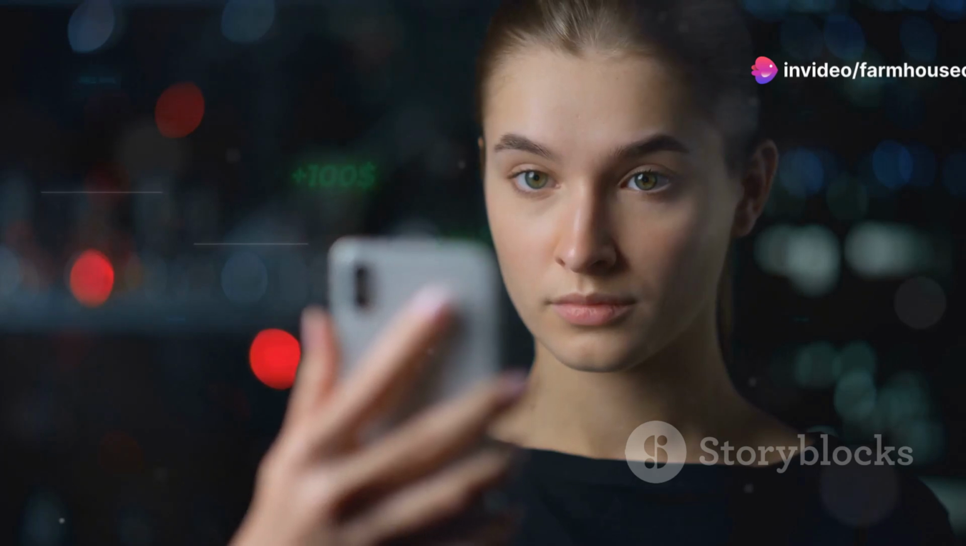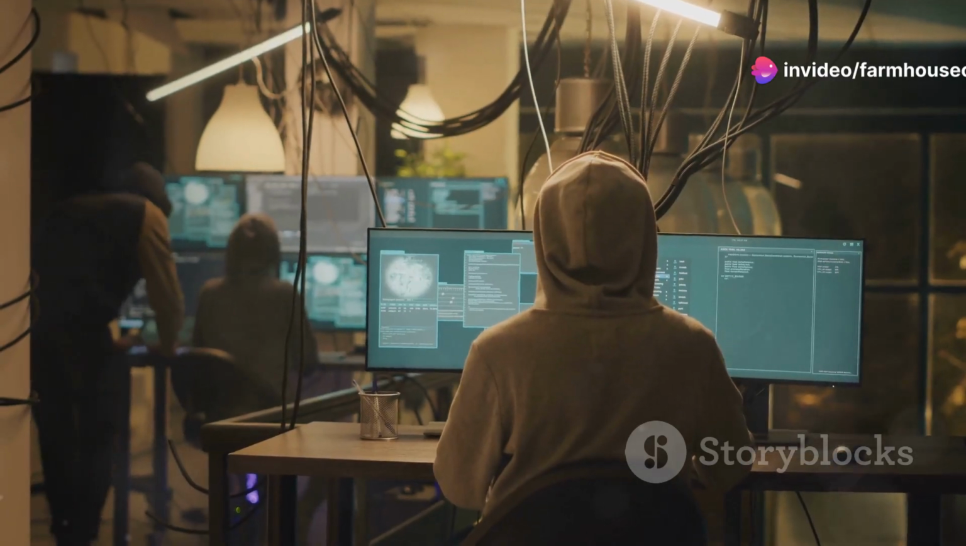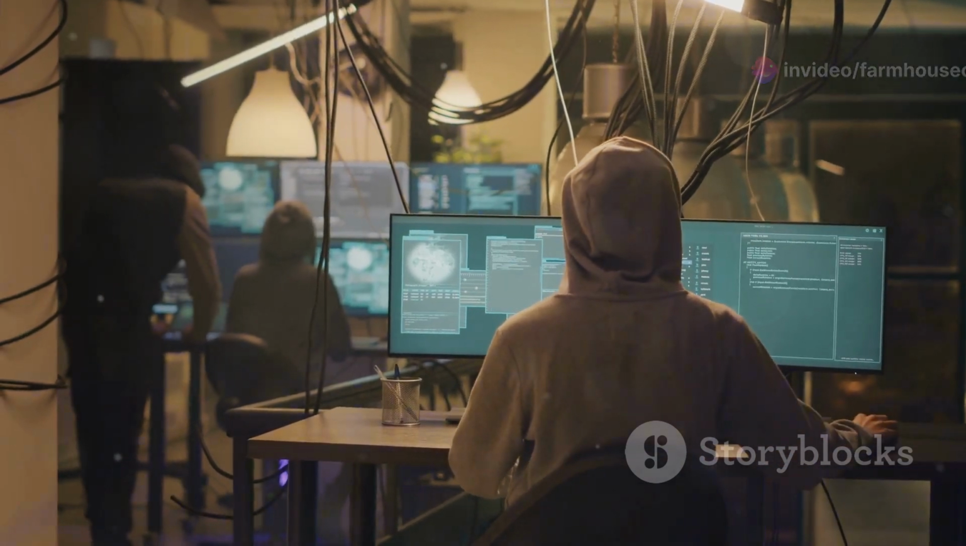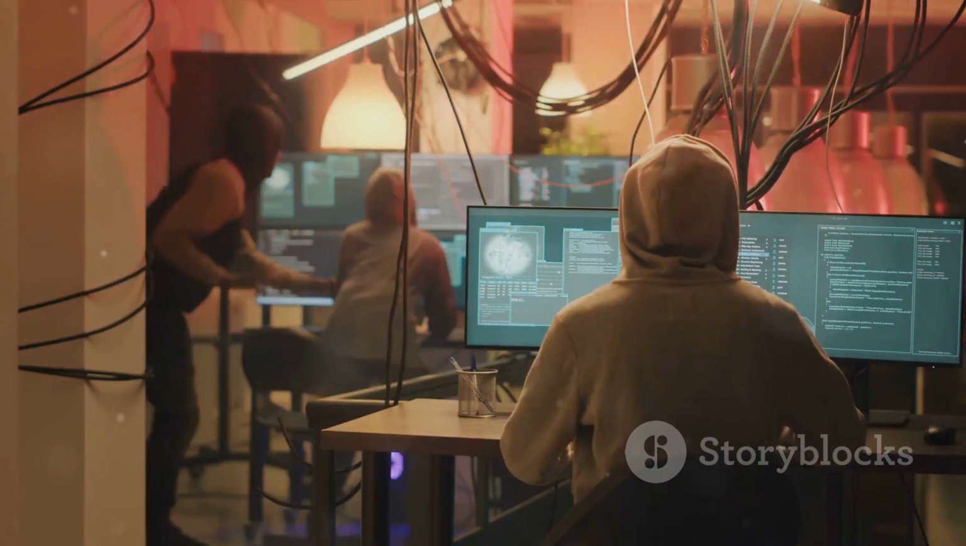Remember those online banking apps you use to transfer money and pay bills? Cryptography ensures that your transactions are secure. Cryptography is working behind the scenes to protect your financial information from being intercepted by cybercriminals. It's like having a digital bodyguard.